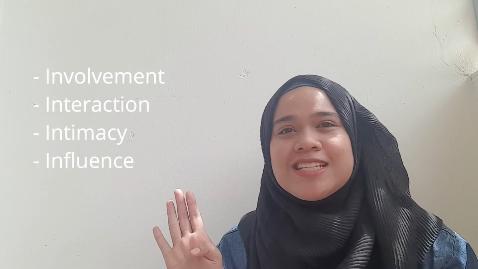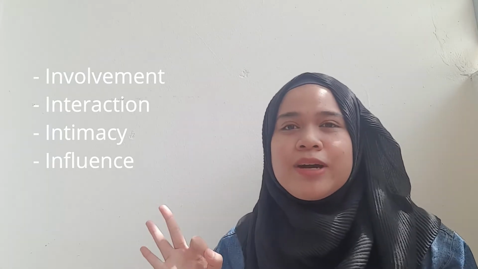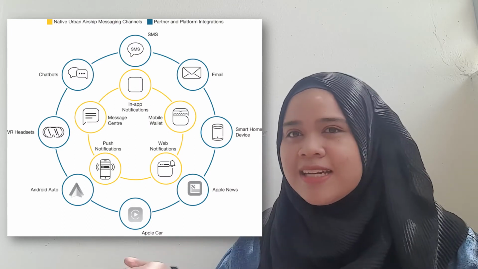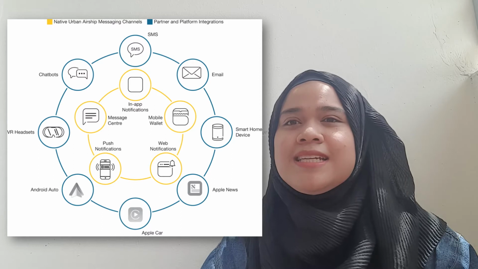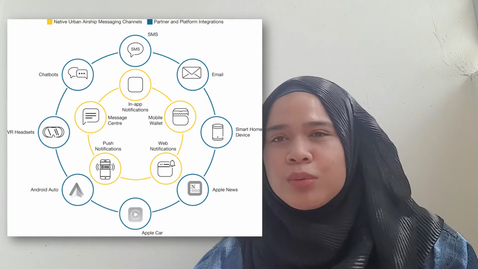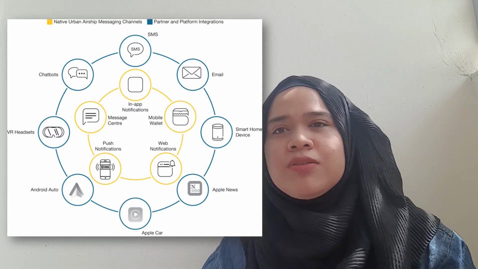There are 4 challenges of customer engagement. The first one is involvement, the second one is interaction, the third one is intimacy, and the fourth one is influence. As you can see in the diagram, the outer blue circle is the tools that we use to engage with the customer, while the inner orange circles are the distractions that we have in order to engage with the customer.